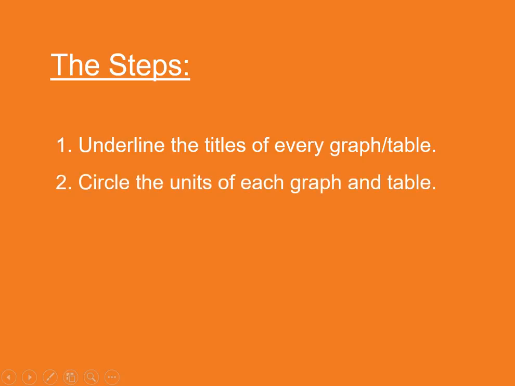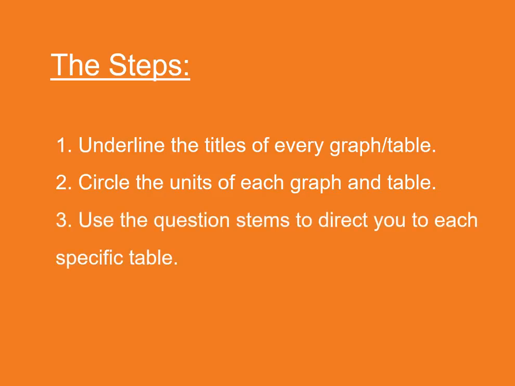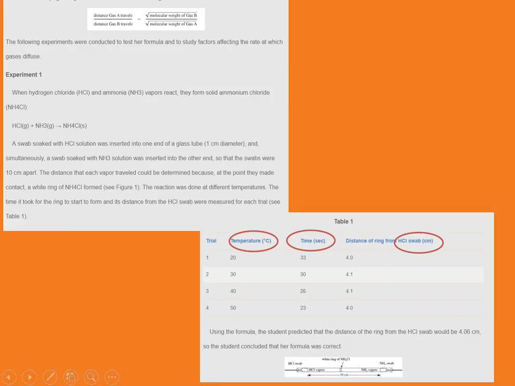Next, circle the units of each graph and table. Once you figure these out, you're going to write a quick summary out to the side. Finally, step 3, move to your questions using each stem to direct you to the right graph or table. The questions will usually ask you for a piece of information or to compare pieces of information. Let's practice these out really quickly.